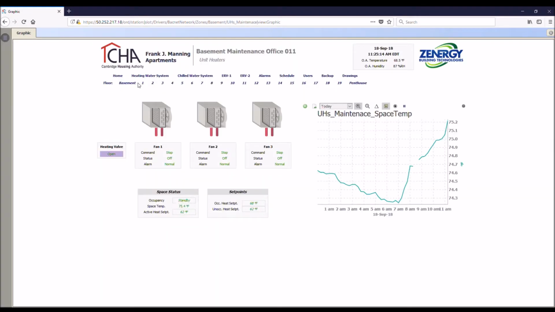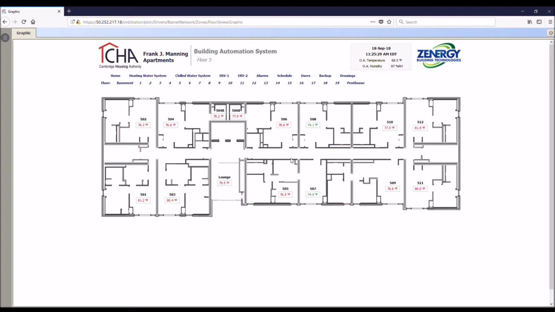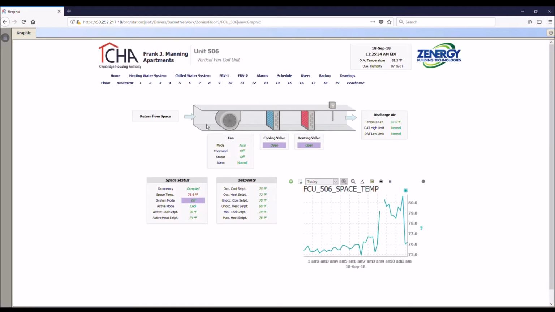So usually, if you get a call, hey, we have an issue in such and such room, the first thing you want to do is come to the BMS here, go to that floor, go to that unit, say it's 506, go right there, and now you can see exactly what the issue is and try to troubleshoot from here. So that's kind of how these floor plans work.